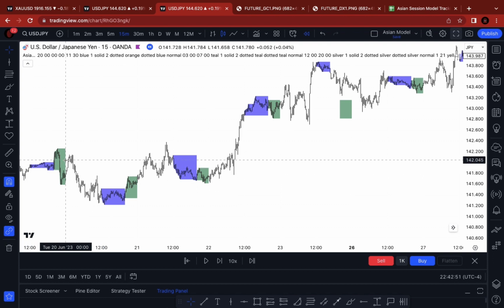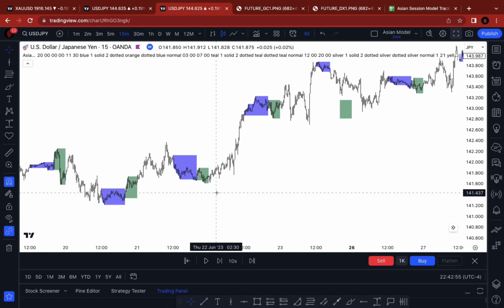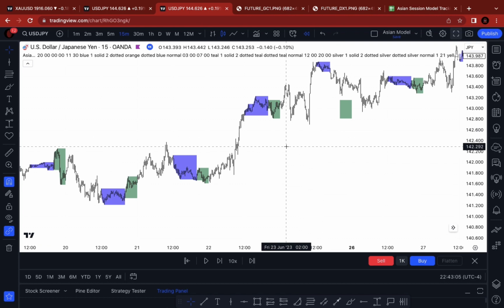And then you can see in moments of time how in the green highlighted areas, which is the Asian session, you'll see how quick and dynamic price moves out of that consolidation. That's what I'm trying to catch, these moments like this. And tonight is a great example.